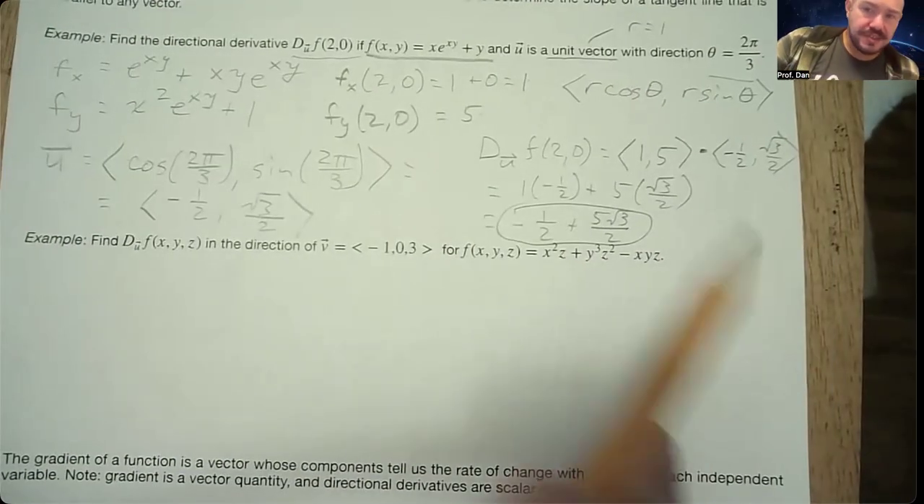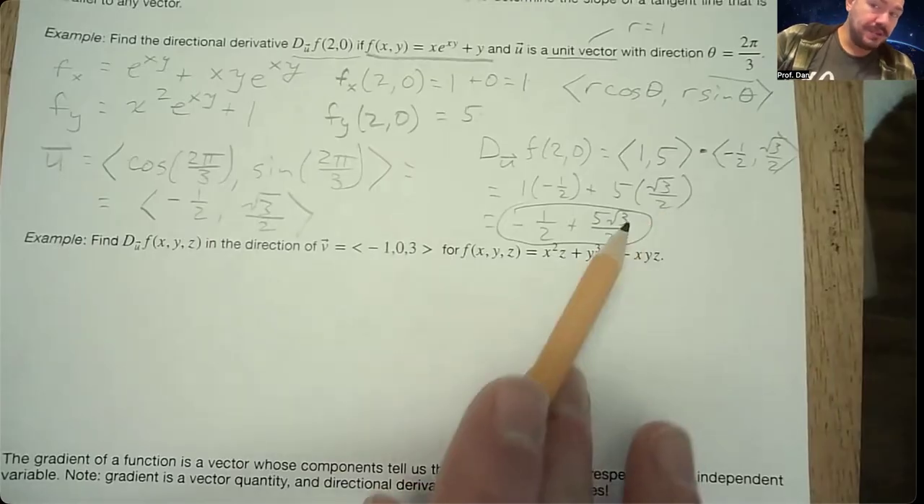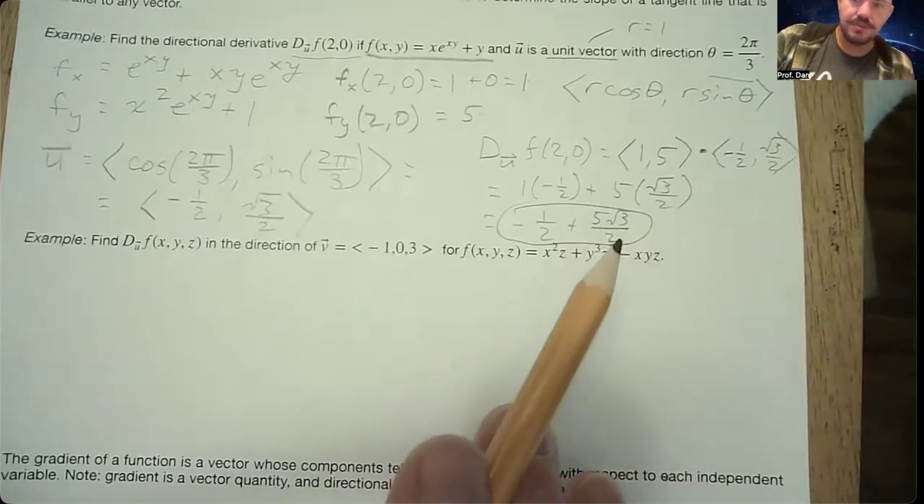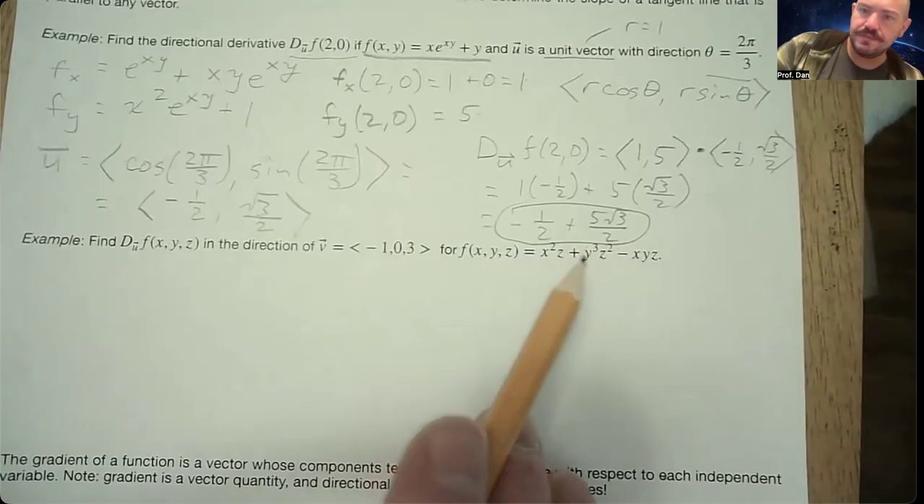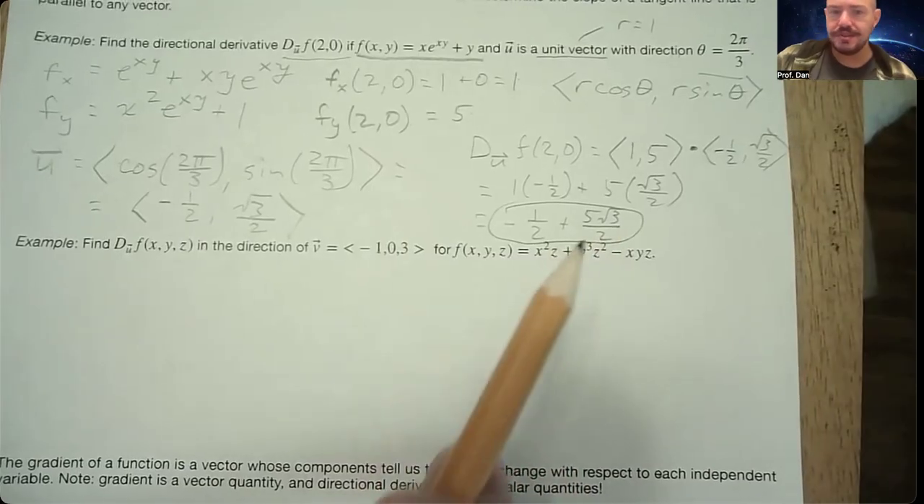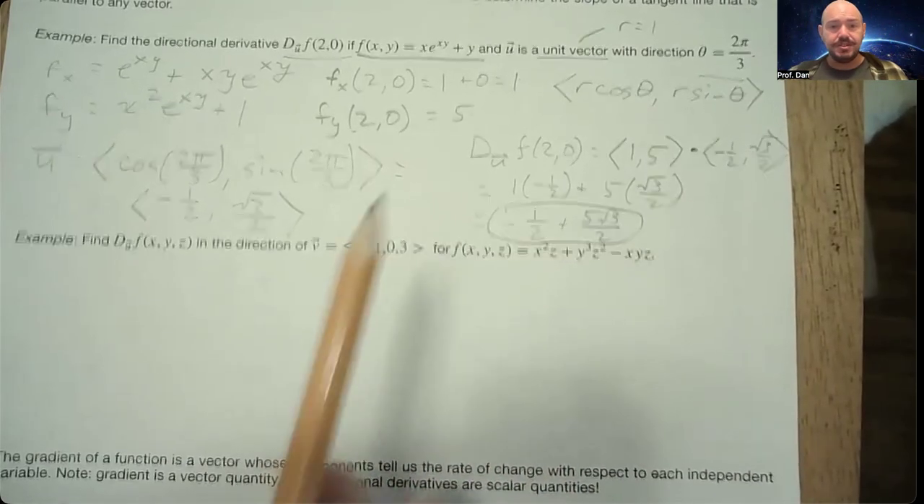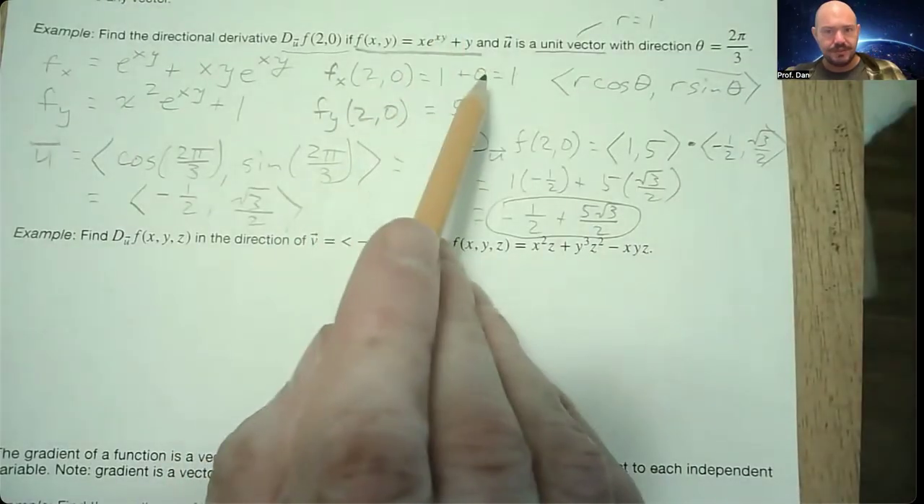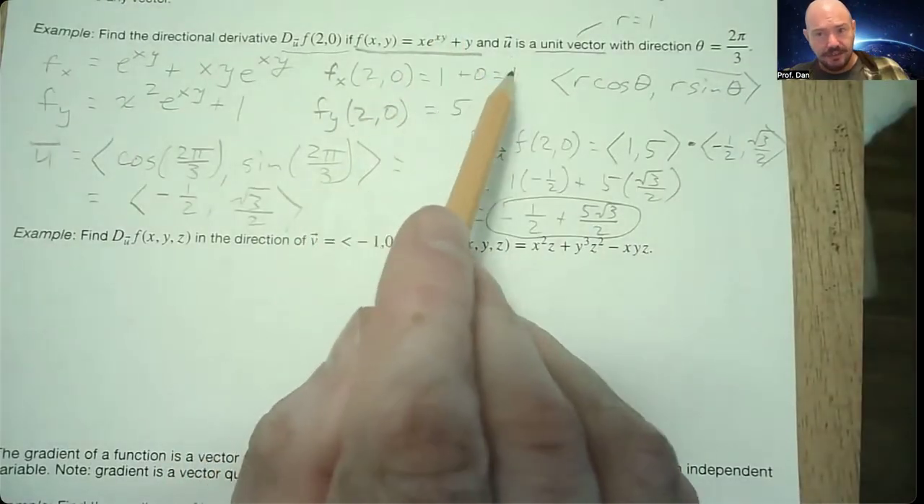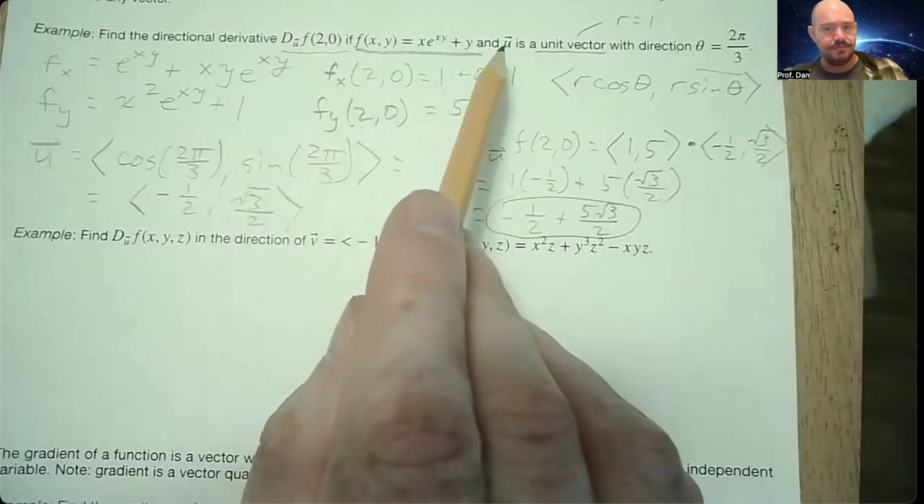And this is a scalar quantity. Remember, this is a number, not a vector. The meaning behind this number is that it's the slope of a line that's tangent to that three-dimensional surface, but parallel to the vector u.